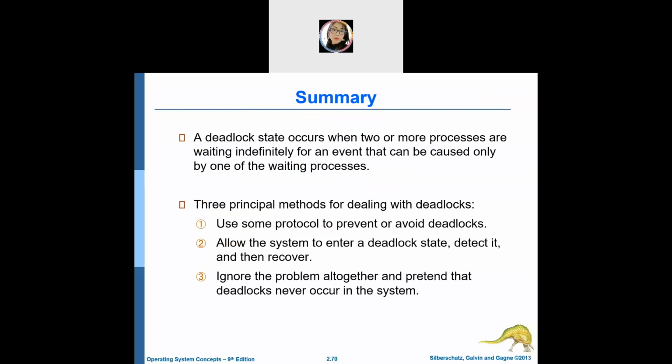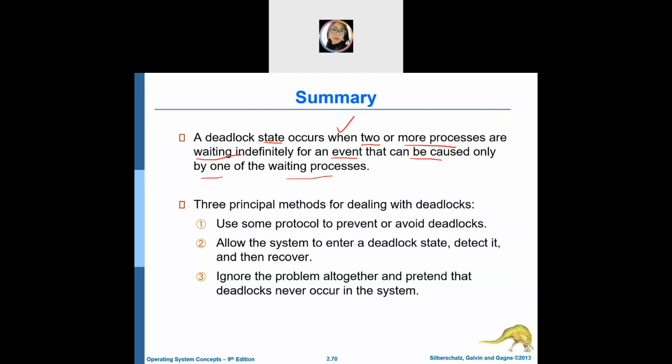So we can summarize: a deadlock state occurs when two or more processes are waiting. This one is easier for you. I think all of you already understand what is meant by deadlock. Waiting for an event that can be caused only by one of the waiting processes.